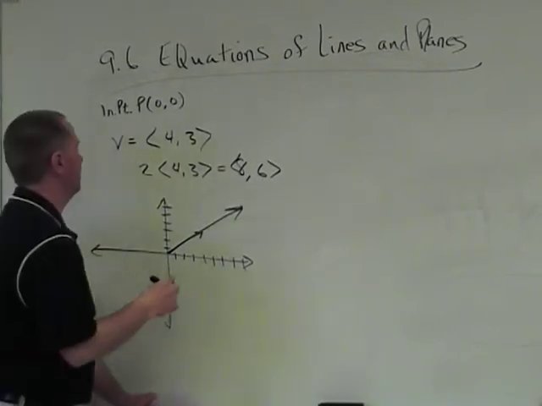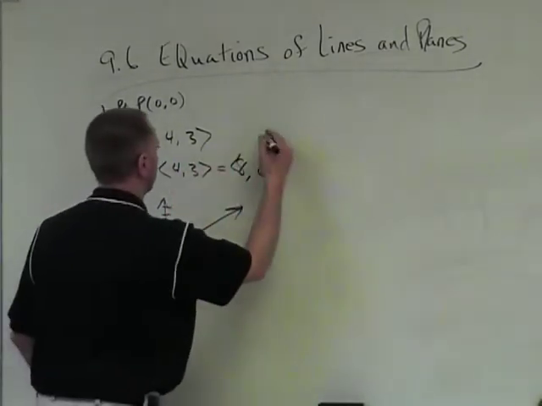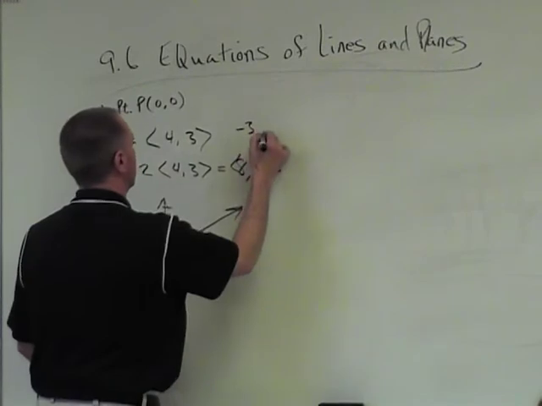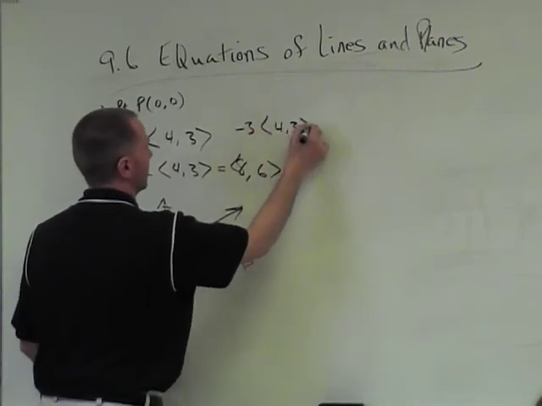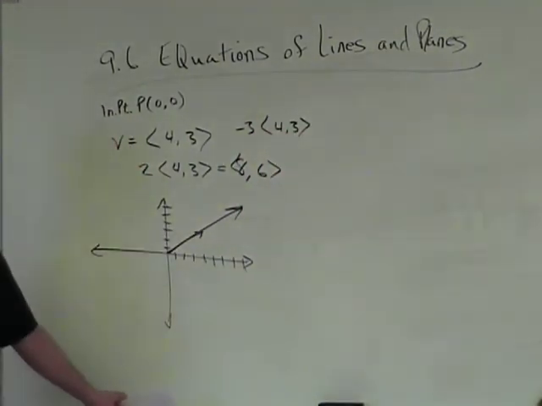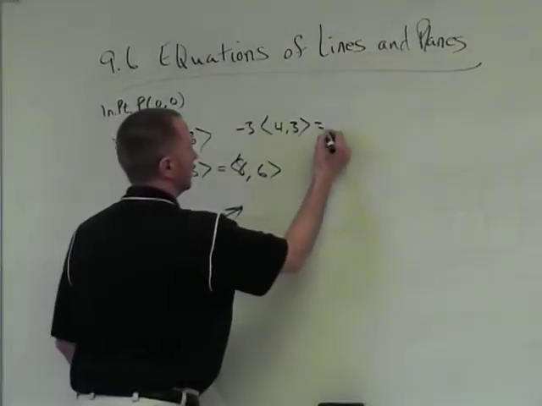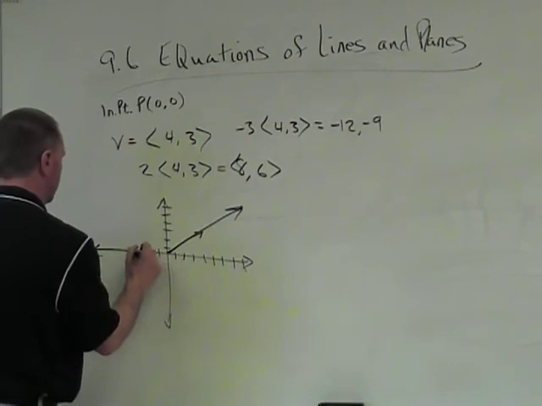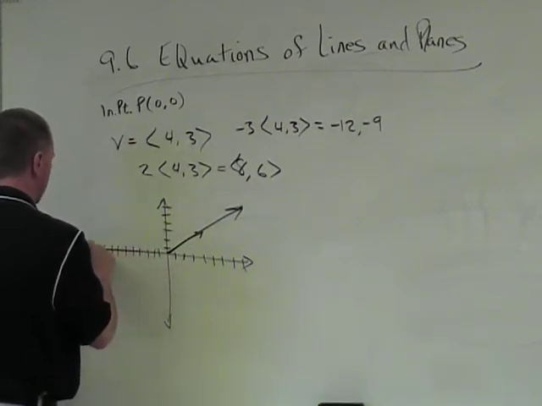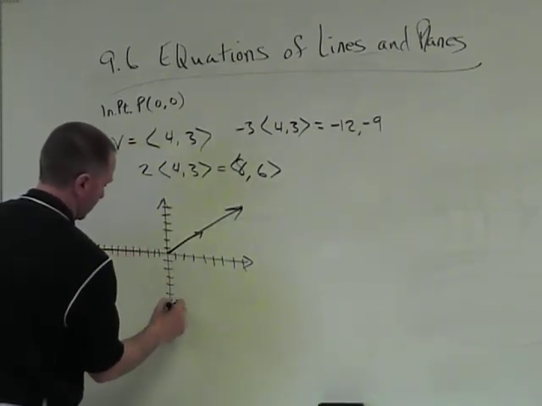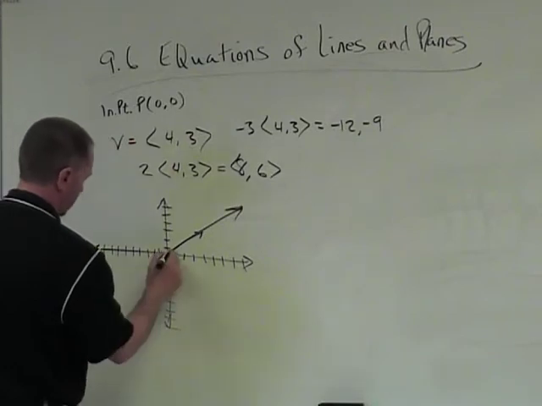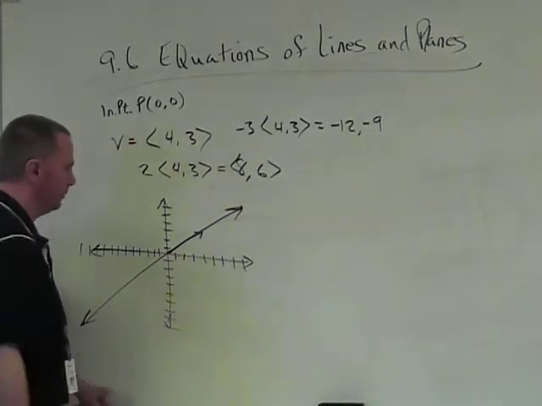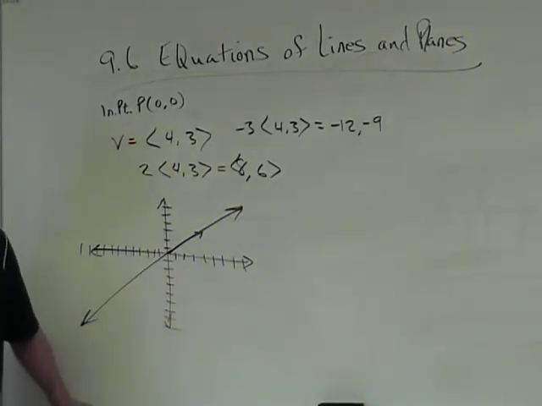Well, what happens if I say, I'll write it over here, -3 times that vector? What happens? It goes that way, the other direction. What do you get? -12, -9. 1, 2, 3, 4, 5, 6, 7, 8. So it goes this direction. Straight line, right? Excellent.